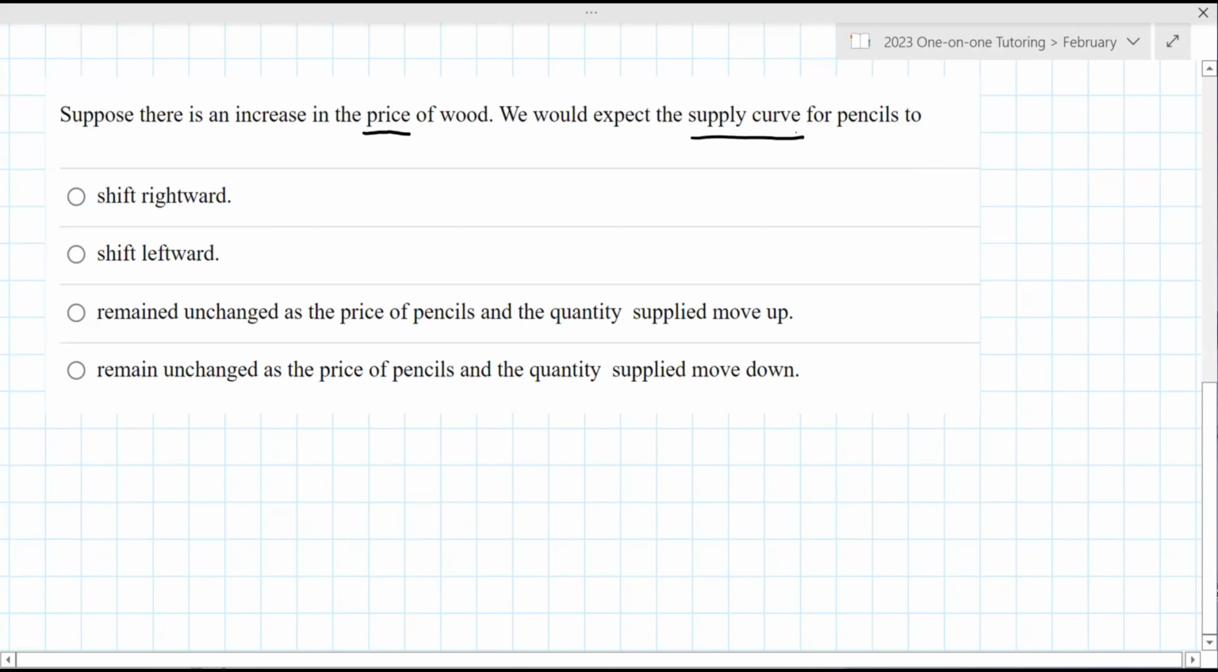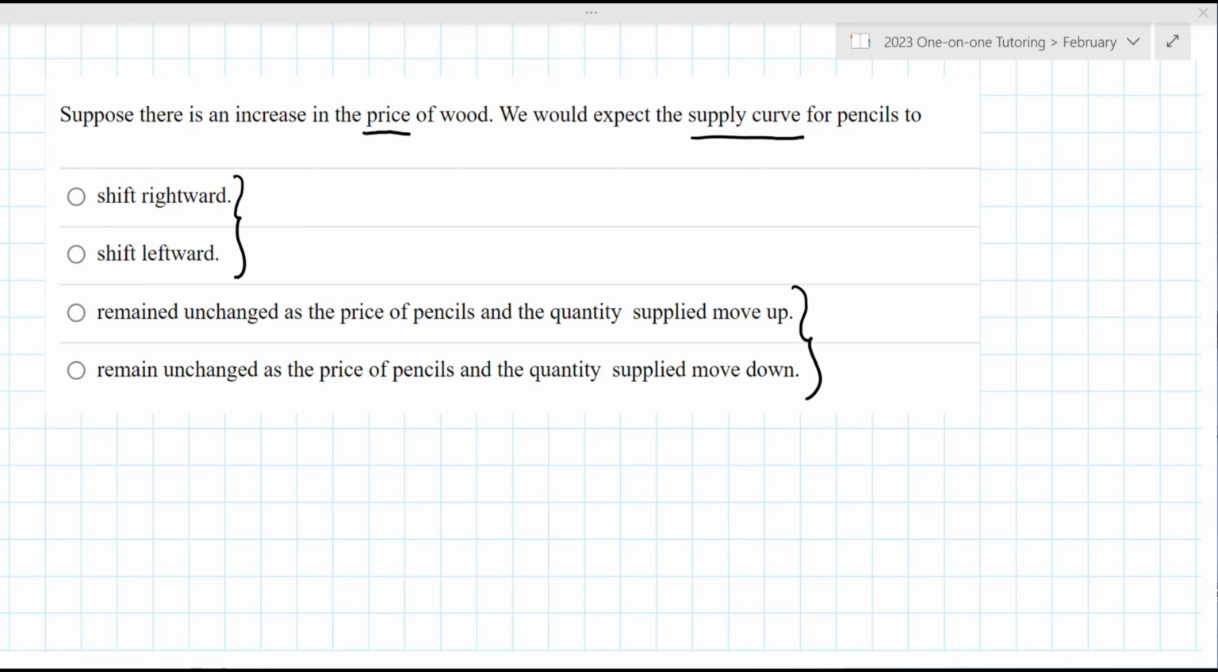Well, this one has, okay, I've got to be careful here, because wood is an input to making pencils, we presume. So we've got to be careful here how we answer this. Notice there are two answers. There are the answers where it's a shift of the curve, and the last two are movements along the curve. You have to be able to accommodate both of those.